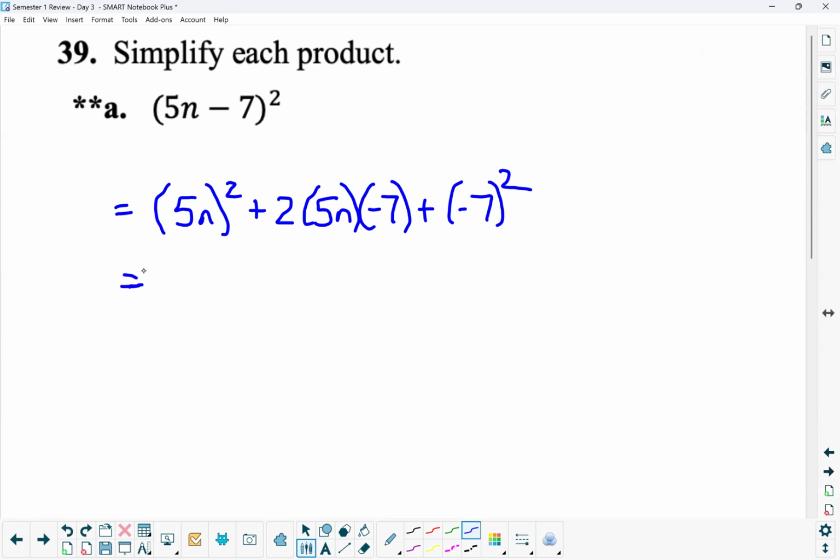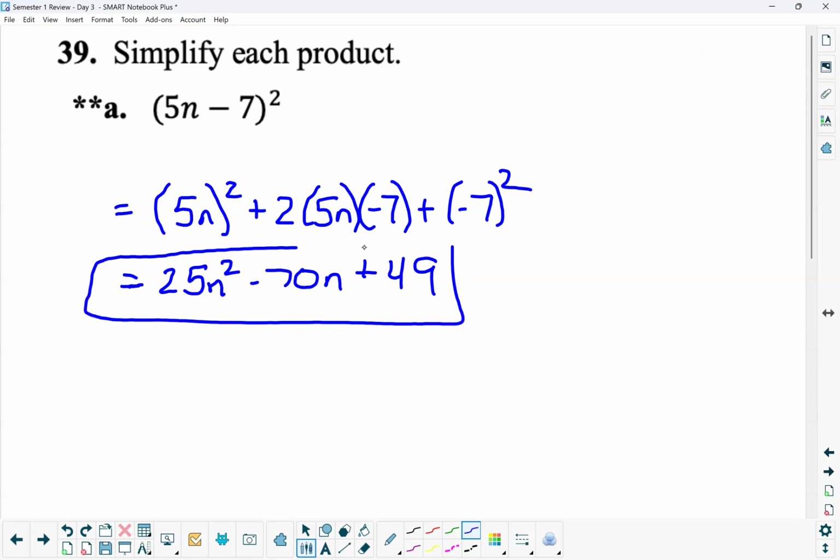For 5n squared, I take 5n times 5n. 5 times 5 is 25. N times n is n squared. For my next term, I take 2 times 5n. That would be 10n times negative 7, negative 70n. And the last term, I square negative 7. Negative 7 times negative 7 is positive 49. And there is my square of a binomial.